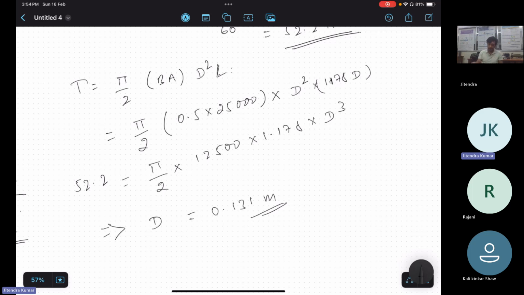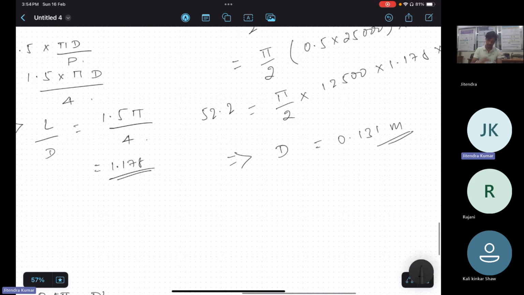Can I check one second? Yeah, I am also getting the similar value, so it should be correct. Now from here we can calculate L, which is 1.178 into 0.131, that is 0.154. So now we have calculated L and D.